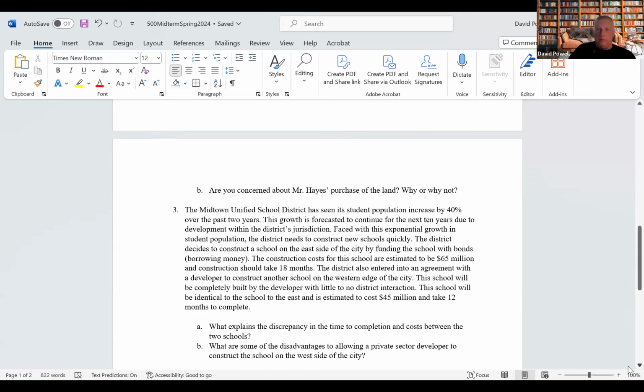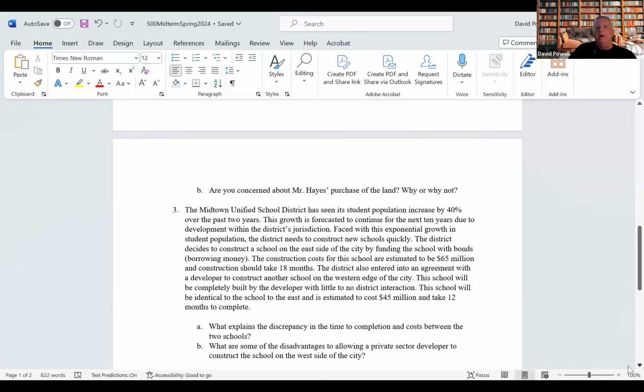And so they enter into these mitigation agreements where developers agree to construct these facilities, and they then get the privilege, if you will, to then build their communities and build their developments. So for this school that is being constructed by the private sector contractor, it's estimated to cost $45 million and to take 12 months to complete.